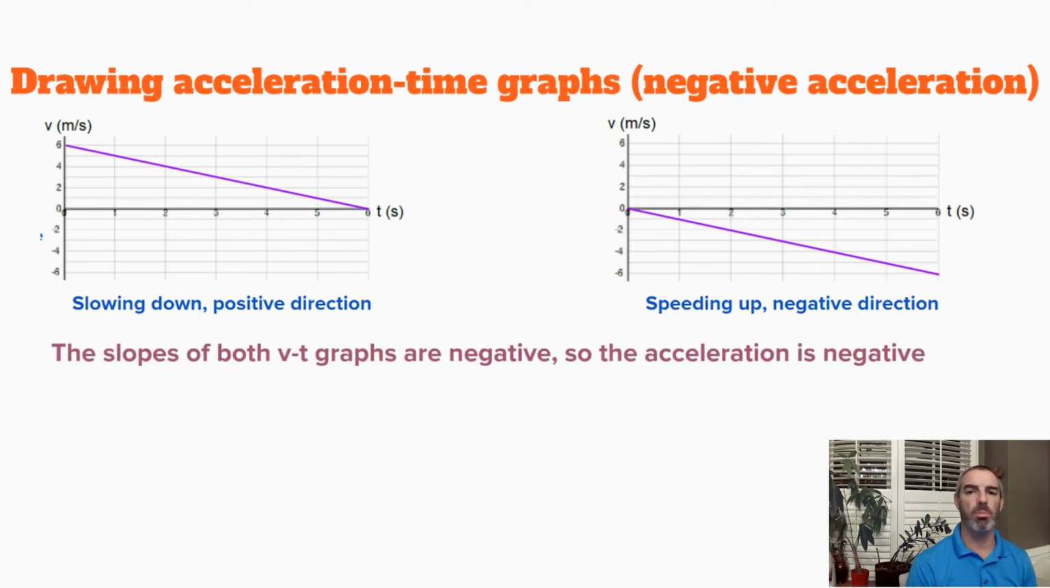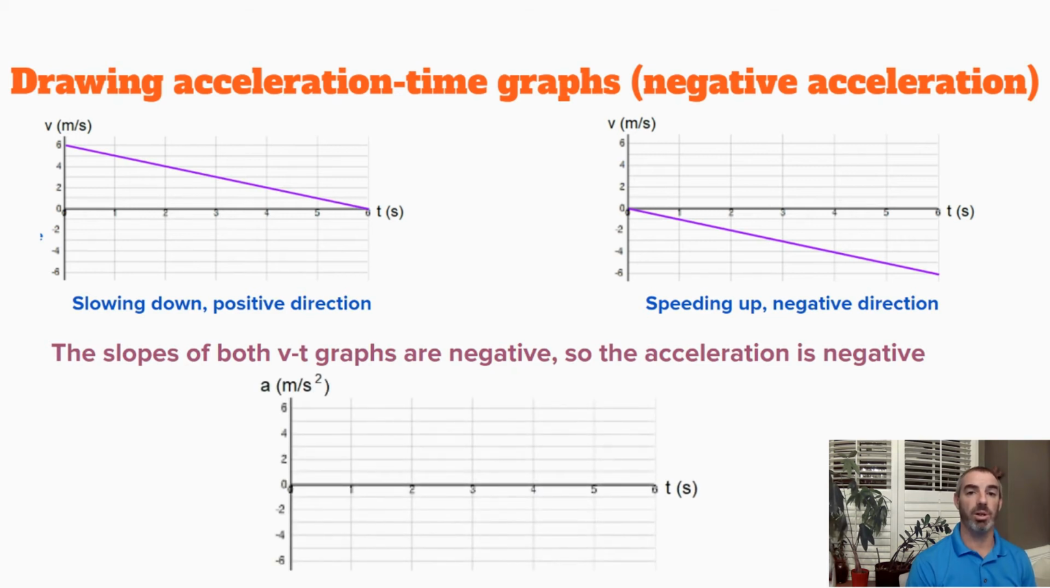So the slopes both being negative means that the acceleration is negative. And it's constant because the slope of the velocity time graph does not change. So we draw a horizontal line below the time axis to correspond to a negative acceleration. Again, it does not describe the motion, it just tells us what's going on with the acceleration.